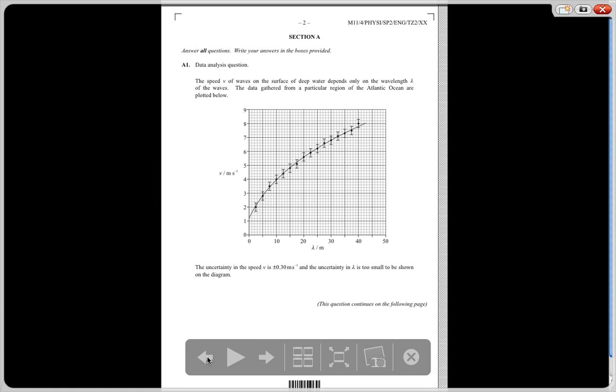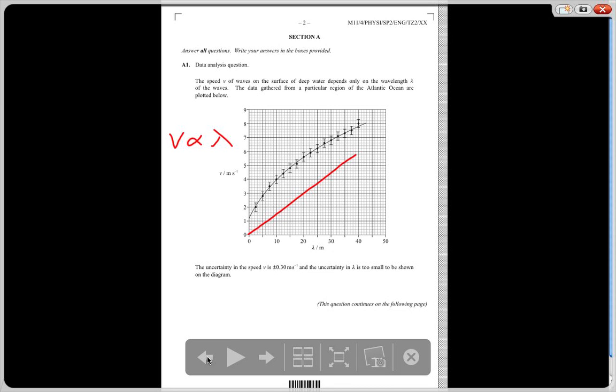So they're asking now, why is v not directly proportional to lambda? For that to occur, you need the graph to go through the origin, and it needs to be a straight line. So clearly you can't put a straight line that goes through the origin and also goes through all the error bars.